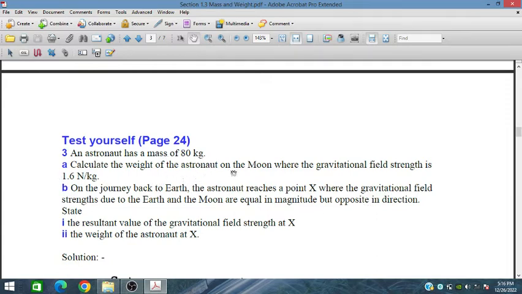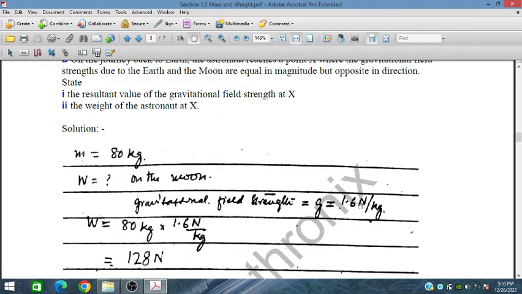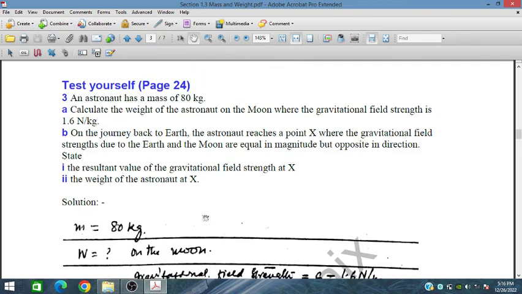Similarly, an astronaut has a mass of 80 kg. Calculate the weight of the astronaut on the moon when the gravitational field strength is 1.6 Newton per kg. We have to multiply with this one to give the result. So we multiply 80 kg by the gravitational field strength of 1.6 Newton per kg, the kg cancels, and it gives 128 newtons.